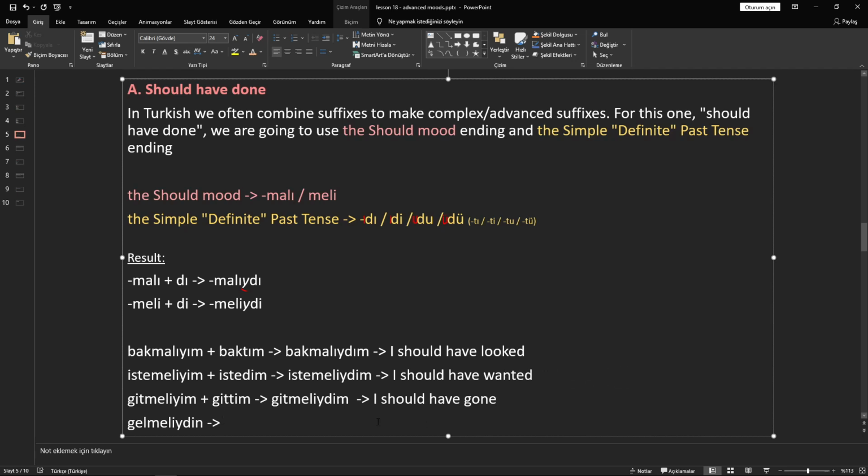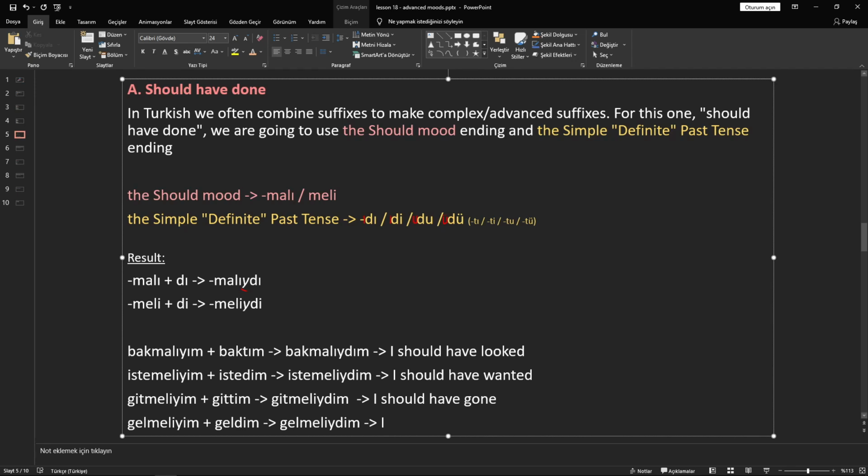And how about gelmeliydin? Like gelmeliyim plus geldim. I should come plus I came. When you combine them, it becomes gelmeliydim. And the meaning changes from I should come or I came to what? Does anyone have an idea? Or does anyone want to answer this one?